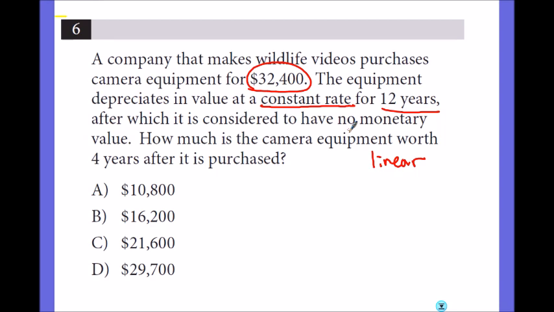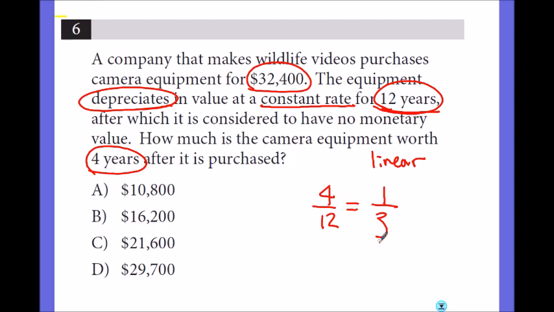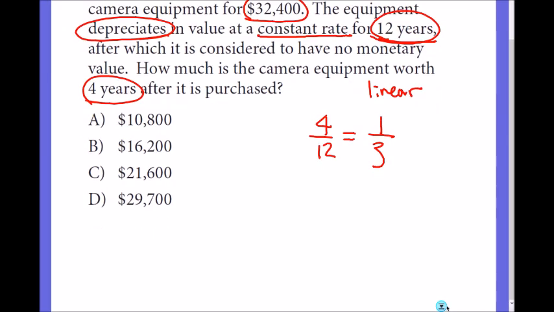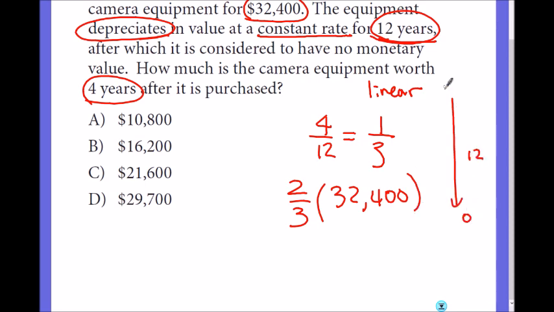How much is the camera equipment worth 4 years after it is purchased? So in 12 years, it becomes 0. So in 4 years, what I will do is 4 out of 12, so it will be depreciated, decreased by 1/3 of it, right? It will just have a 1/3 value depreciated. That means it's 2/3 of the value, right? 1 minus 1/3 is 2/3, so 2/3 of 32,400. So it decreased over 12 years and became 0 from 32,400. So in 4 years, it will be now what? 2/3 of the whole value, right?